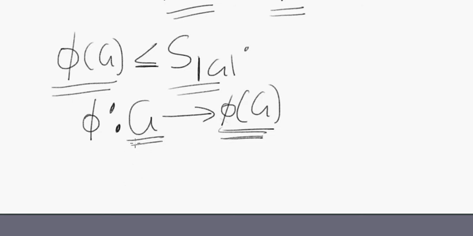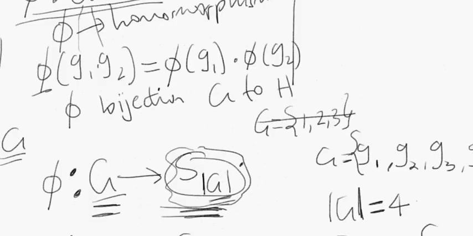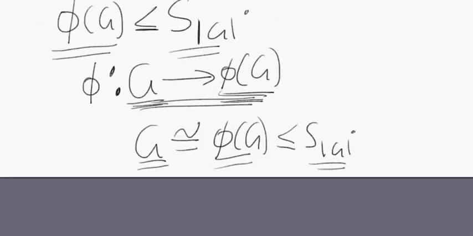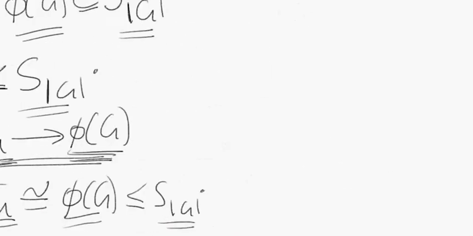Once we prove that this is an isomorphism, then we'll be saying that G is isomorphic to phi of G, but phi of G is a subgroup of the symmetric group on G elements. So that would mean that G must be isomorphic to a subgroup of the symmetric group on G elements. So that's the overall strategy. Seems really convoluted, but let's get into it. Let's actually dig in here.